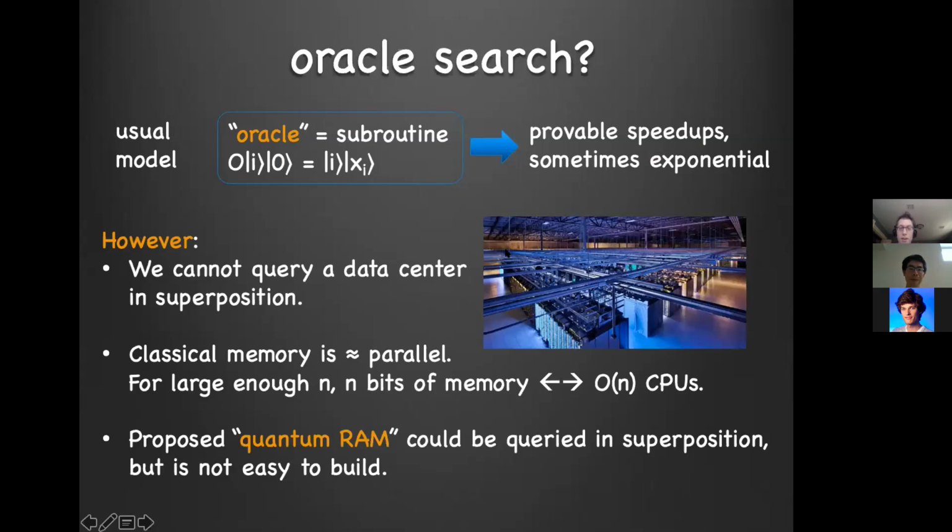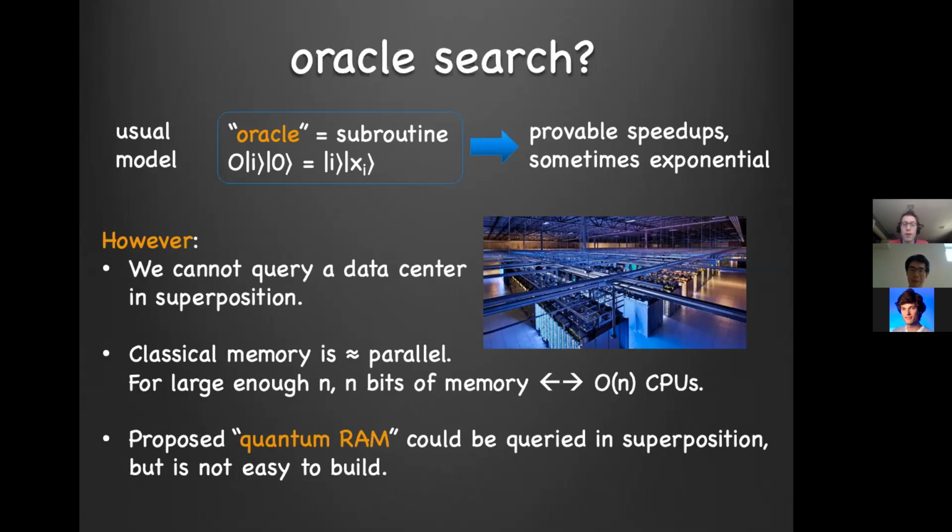But this is what an actual database looks like. This is a data center. And this does not look like an oracle, right? We can't query that in superposition. If we ask it about bit 3 and bit 100,000,027,000,027, we cannot send a superposition of requests for those two locations because the data center will break that superposition. So we cannot Grover over this, for example, for one record that meets some condition.